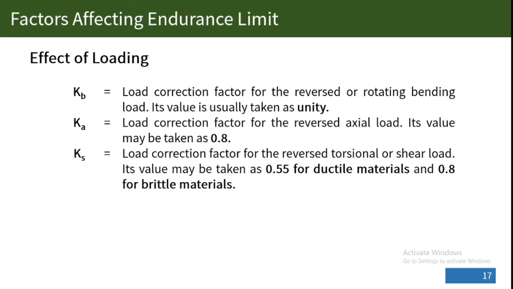And the first of the factors that affects the endurance limit of a machine member is the loading, and this is called the load factor. So this first factor is the effect of loading on the machine member. The endurance limit, sigma E, of a material as determined by the rotating beam method is for reversed bending load.